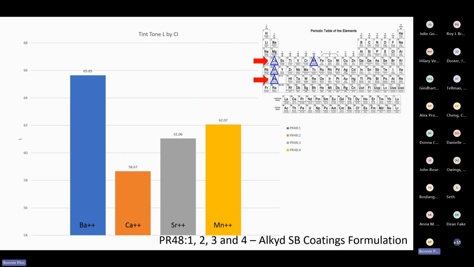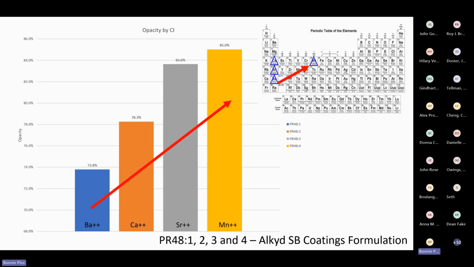And tint tone L, again, very similar. If you look down the second column, we've got the calcium, the 48.2, providing the strongest of the four products in this formulation. And at the bottom of that row is the barium, which is the 48.1, providing the weakest response in terms of tint tone L in this formulation.